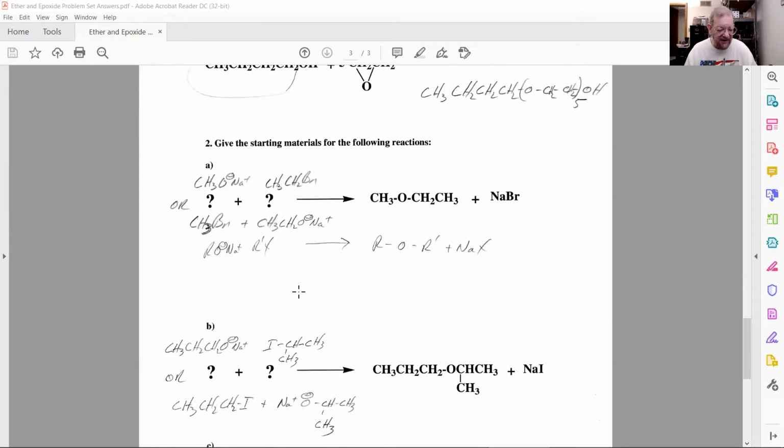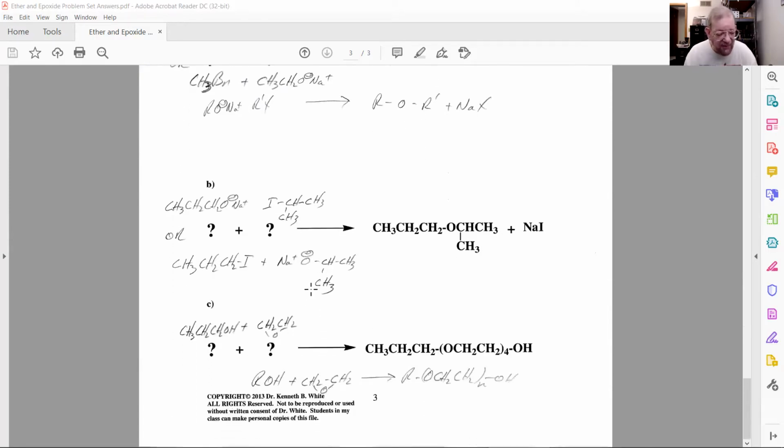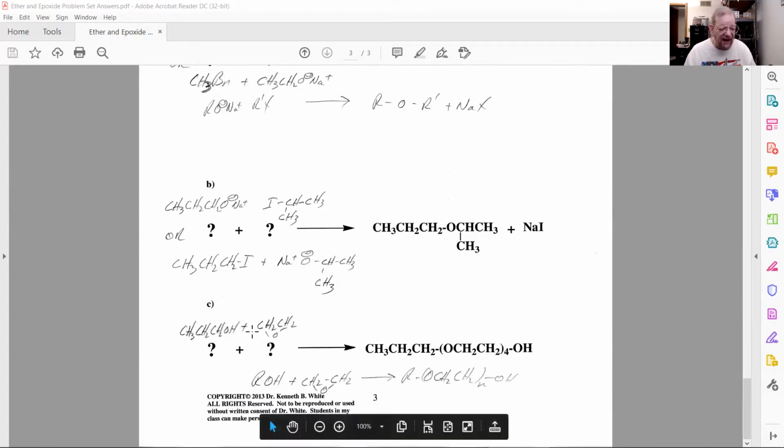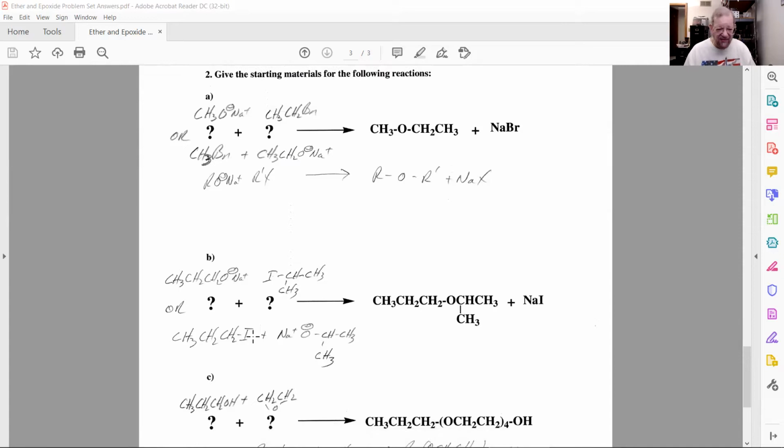Now, before I forget, problem C, cross off. I'm not going to give a synthesis. I just got carried away. I was having way too much fun, but do not worry about problem C for any reaction with ethylene oxide. And actually, I got that wrong. There should be a 4 in front. I will not put it on the test.